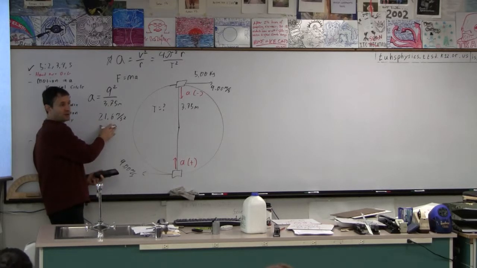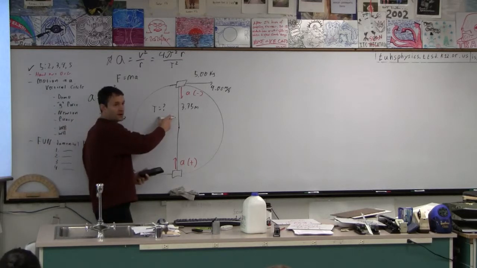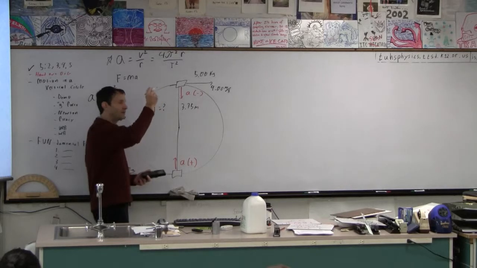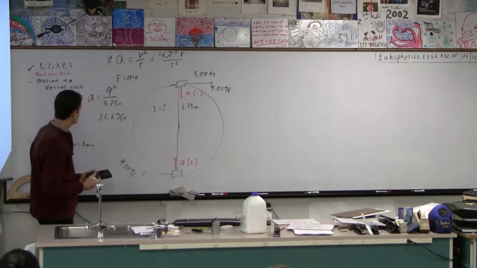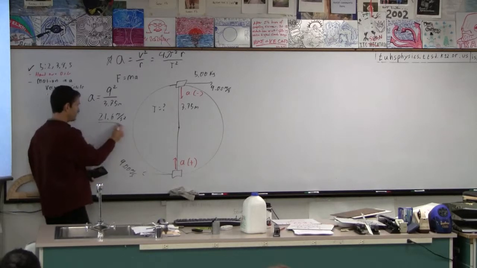If you get an acceleration, by the way, that's less than 9.81, what it means is that it's not going to work with a string. It would have to be like a stick, right? And we'd have to actually push up on the object to keep it from falling off the circle, right? But this is our acceleration. We'll just go with that.